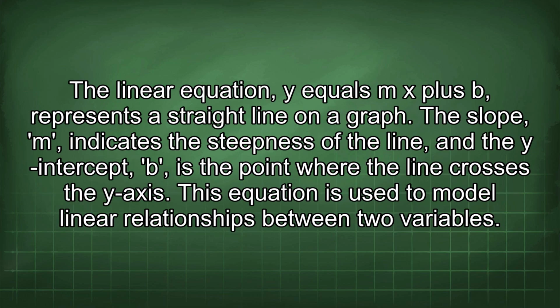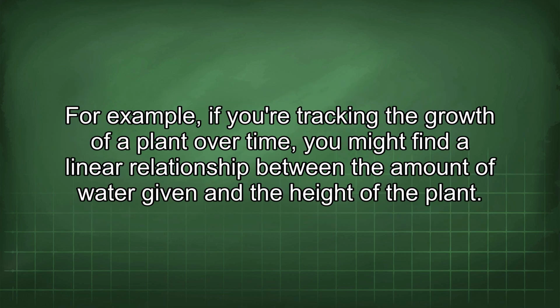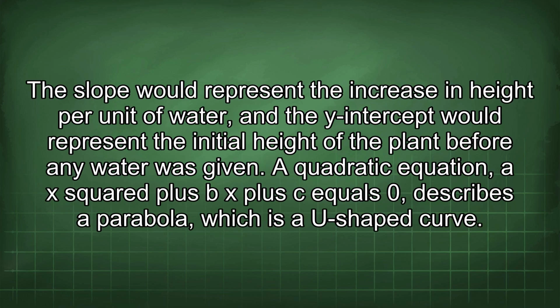The linear equation, y equals mx plus b, represents a straight line on a graph. The slope, m, indicates the steepness of the line, and the y-intercept, b, is the point where the line crosses the y-axis. This equation is used to model linear relationships between two variables. For example, if you're tracking the growth of a plant over time, you might find a linear relationship between the amount of water given and the height of the plant. The slope would represent the increase in height per unit of water, and the y-intercept would represent the initial height of the plant before any water was given.